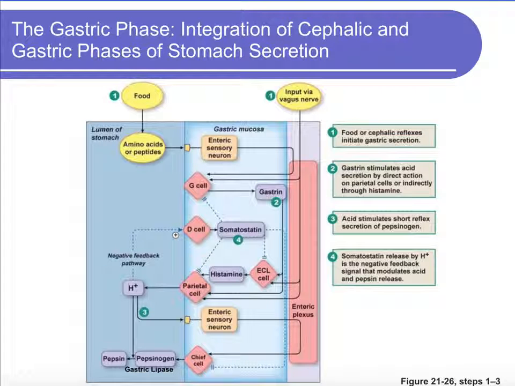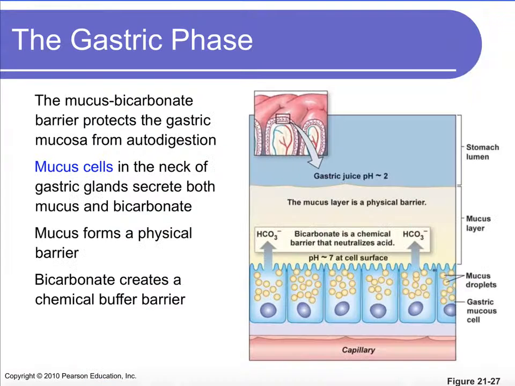Now, there are a couple of things that we're missing here, and you can look back at that table and add them in here. One thing I want to point out is the fact that our parietal cells also release intrinsic factor. Remember, I just talked about that when we were talking about vitamin B12 absorption. So you can add that here just to have it all in the same figure. And another thing that's not listed here is your mucus cells and the fact that they release mucus as well as bicarbonate ions. And it's not on this figure, it's on the next one. But again, if you want everything in one slide, you can add it in.